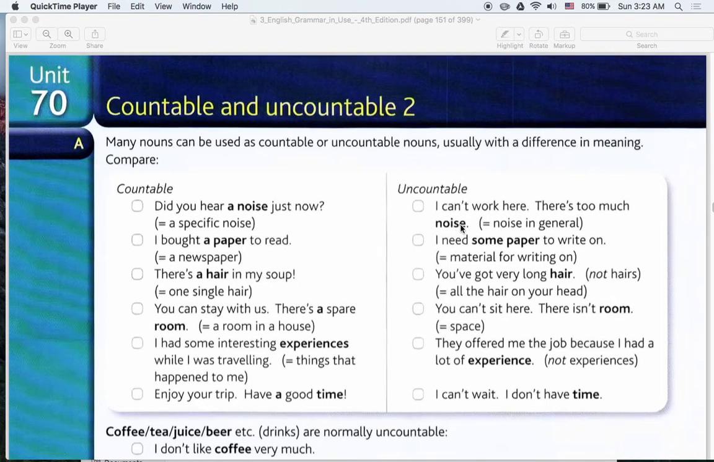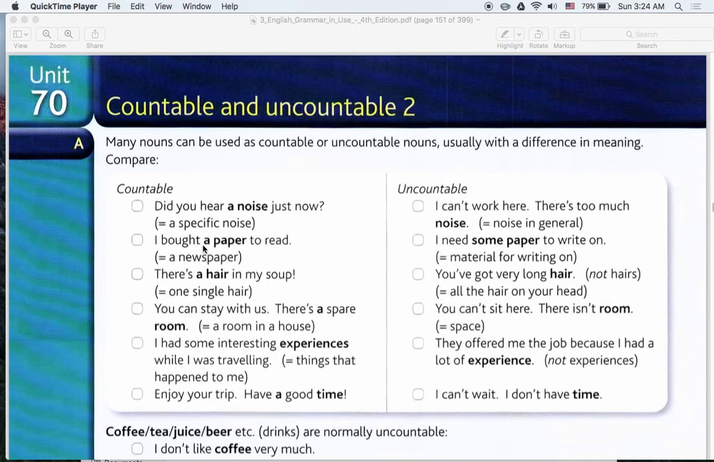So here you cannot say one noise or two noises, just noise in general. And here you heard a specific sound, one sound, and you are asking about it. Did you hear a noise just now? A specific noise. And here: I can't work here. There's too much noise.